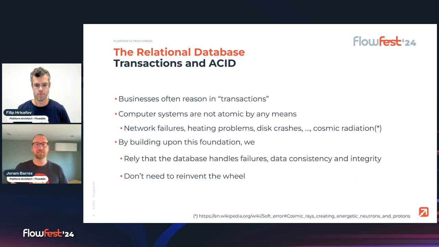Now, businesses often reason in those transactions. When we talk about transactions, we sometimes mean technical transactions, but the word also means giving something in return for something else when doing a deal, for example. Now, the problem is that computer systems are not atomic. They have network problems. They have problems with heating. A disk can crash, and there's even cosmic radiation you have to take into account. And this is not a joke.